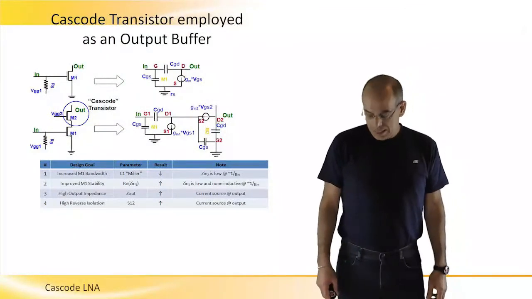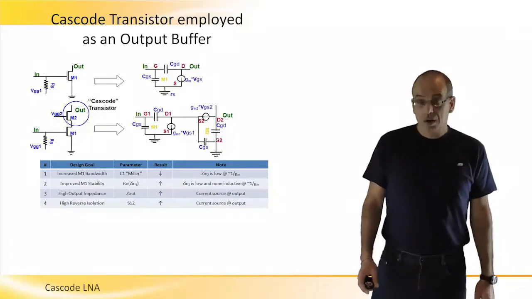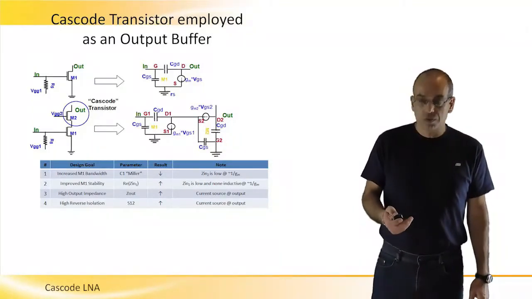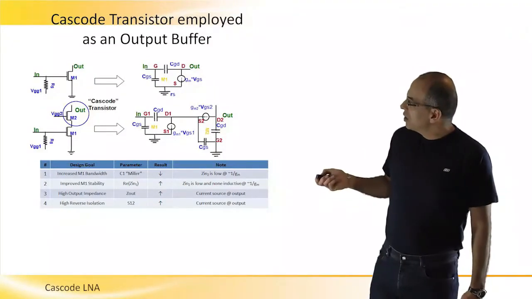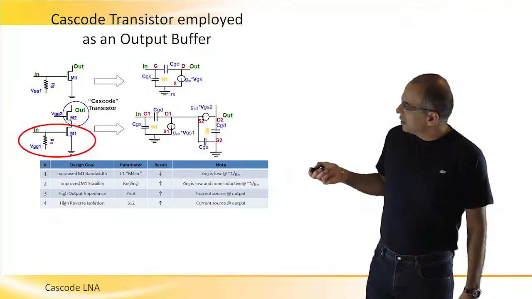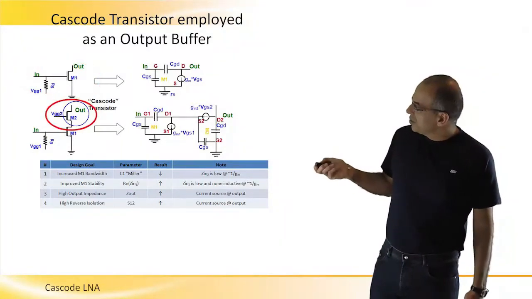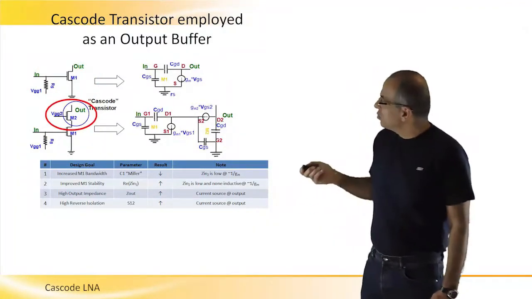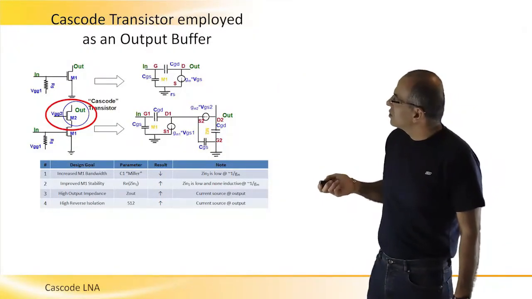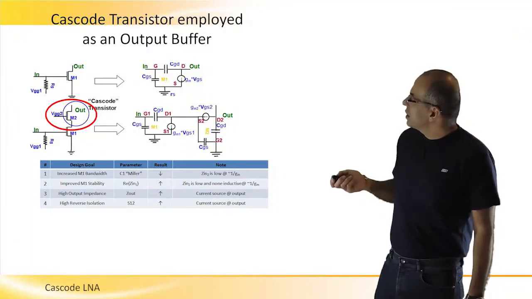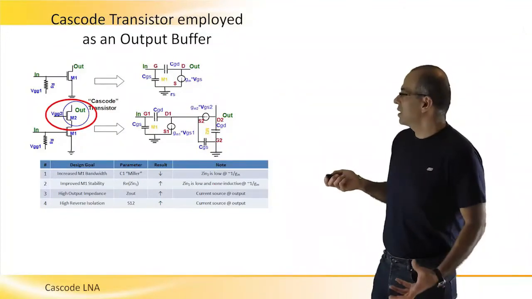To overcome the issues of the common source LNA, as was presented so far, we need to change the topology a little bit. What we do, we look at the common source topology, and we introduce another transistor that will be an output buffer. This transistor is called the Cascode transistor, and it will help us improve the performance of the total LNA.